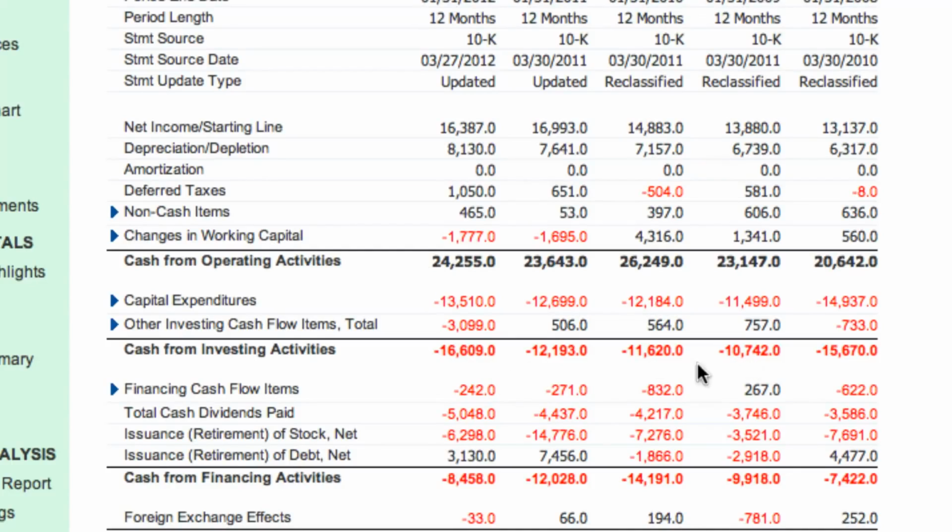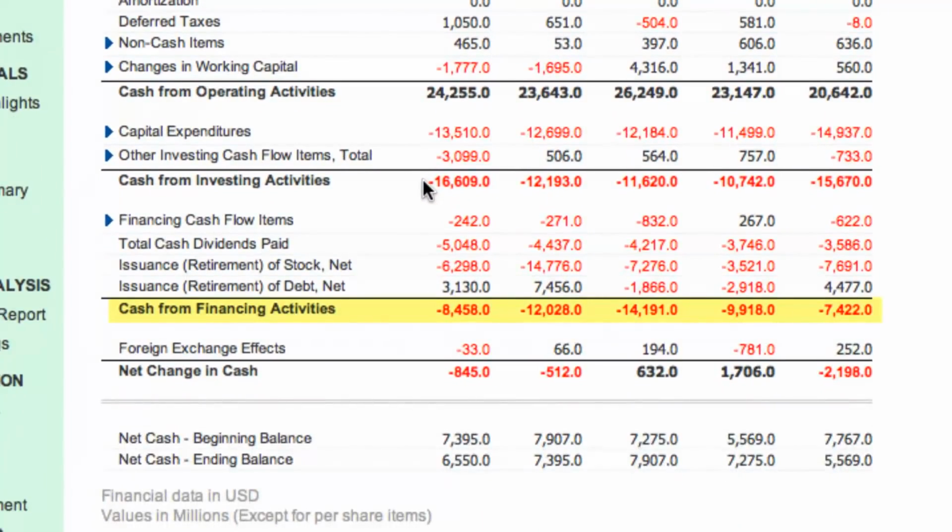Now, the next bold line is cash from investing activities. This is where we want to see the negative numbers, because this is where Walmart is taking that money and investing it in more supplies, more stores, maybe other businesses. In 2008, where they generated $20.6 billion, the investing activities show that Walmart invested $15.6 billion of that. That's a substantial portion of that money being put directly back into the business. In 2012, they generated $24.2 billion and invested $16.6 billion.